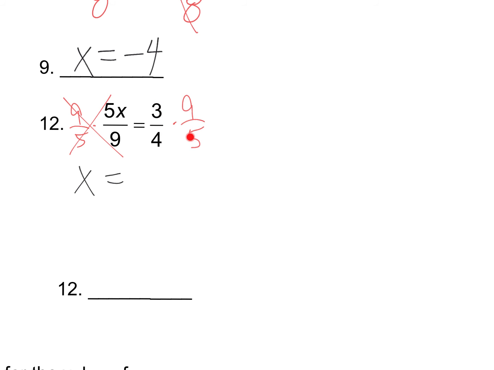3 over 5, that does not reduce. 9 over 4, that does not reduce. So therefore, we simply multiply across. 3 times 9 gives us 27, and then 4 times 5 gives us 20. And since there was no cross-canceling there, this fraction of 27 over 20 is not reducible, and you are done right there.